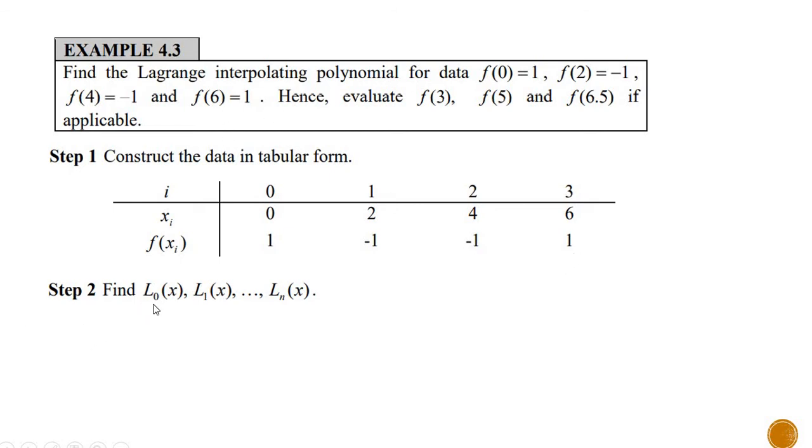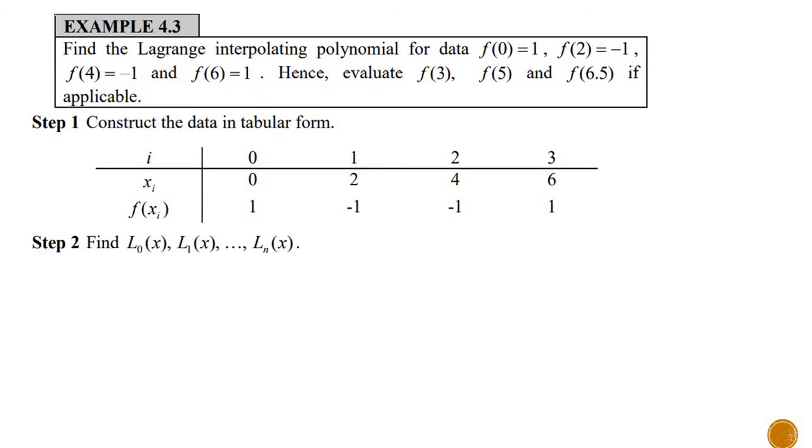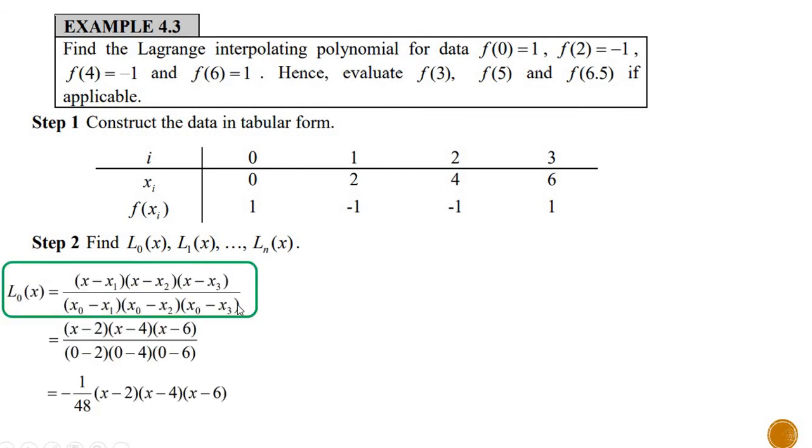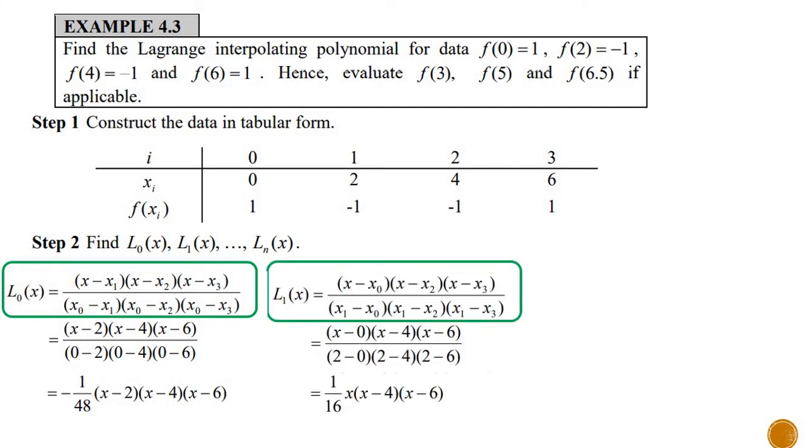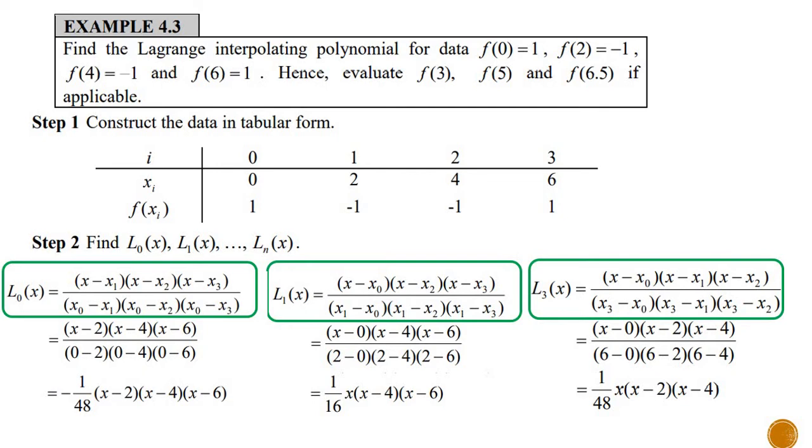Next, we will find the Lagrange at 0, 1, and the rest. In this case, we have 0, 1, 2, 3, meaning that we have Ln until L3. So we will find L0, L1, L2 and L3. For L0, we will use the formula as in the previous exercise. So key in the values, replace the values here, for L0, L1, L2 and L3. I have skipped the L2.